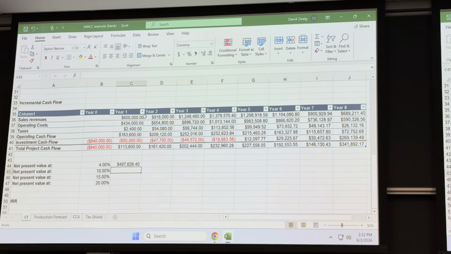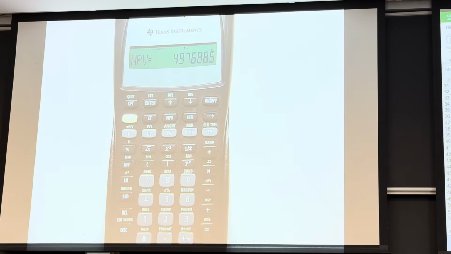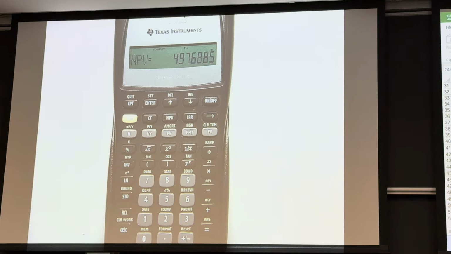497.65. So it actually matches my calculator. All right, it matches my calculator. 497.6, close enough, because I rounded up using the calculator.